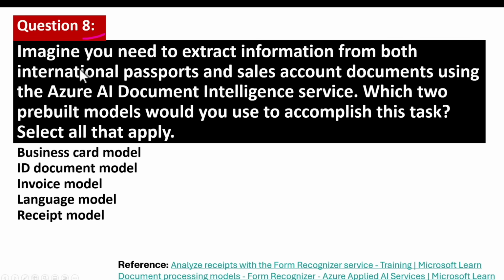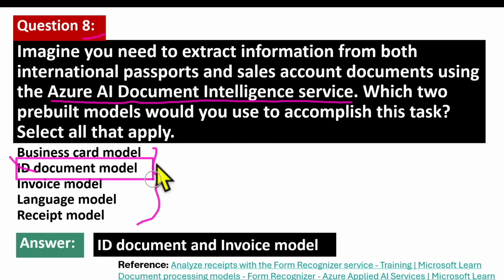Question number 8. Imagine you need to extract information from both international passports and sales account documents using the Azure AI Document Intelligence Service. So that's a new service we are exposing into. Which two pre-built models would you use to accomplish this task? So I'm expecting two correct answers from you in this question. So let's go through the available options. We have 5 options. The correct answers are ID document model and invoice model.